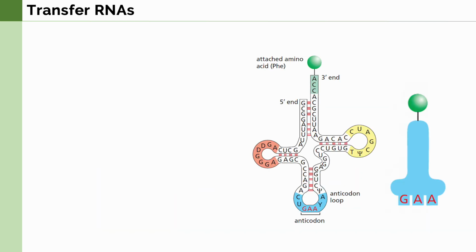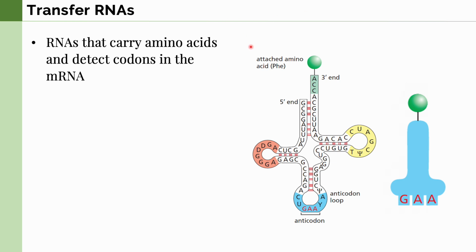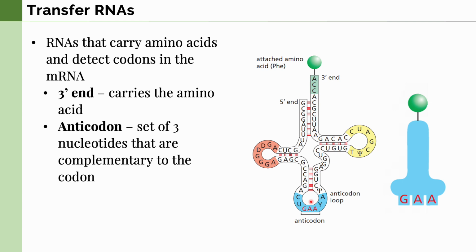Next, let's talk about the transfer RNAs or tRNAs. These are specialized RNAs that carry amino acids and detect the codons in our mRNA. In this figure, we can see the structure of our tRNAs. On one end, the 3' end, we can see that this carries the amino acid. And in the center of this tRNA, we can see the anticodon, which is a set of 3 nucleotides that are complementary to the codons. And this is responsible for the genetic code that we saw in the previous slide.